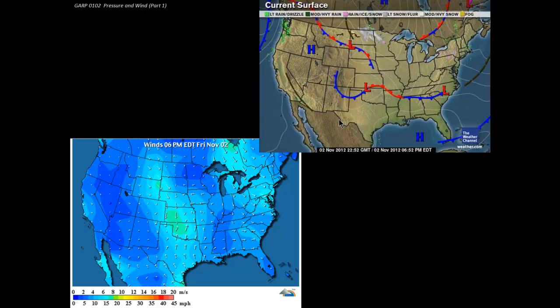Because that map shows you the location of the high pressure areas, the location of the low pressure areas, and it shows you the isobars, here these white lines. And all you need to know to predict wind speed and wind direction is the location of the high pressure areas, the location of the low pressure areas, and the location of the isobars. So let's look into this in detail.